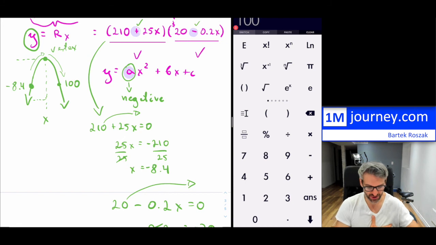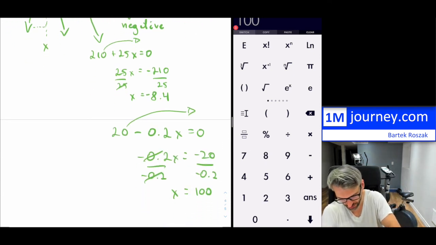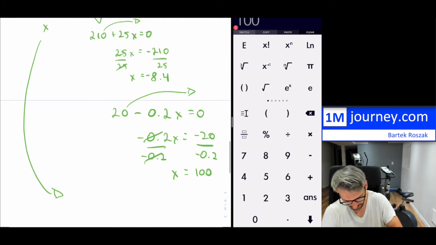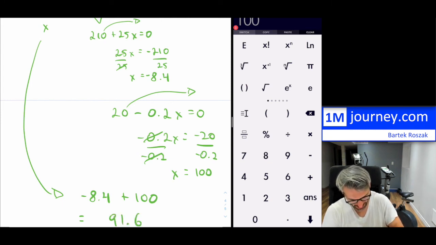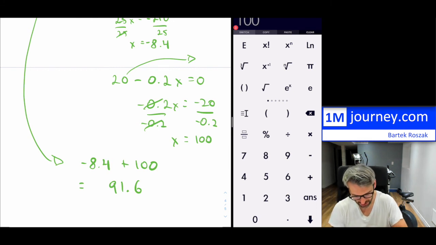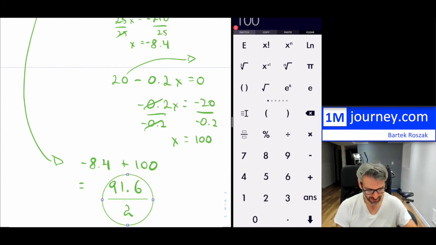Now, finding the line of symmetry. What I have is negative 8.4 plus 100. So if I find this line of symmetry from right here, negative 8.4 plus 100 is going to be 91.6. We have to now divide this by 2. That's what we're trying to calculate. So we have 91.6 divided by 2.